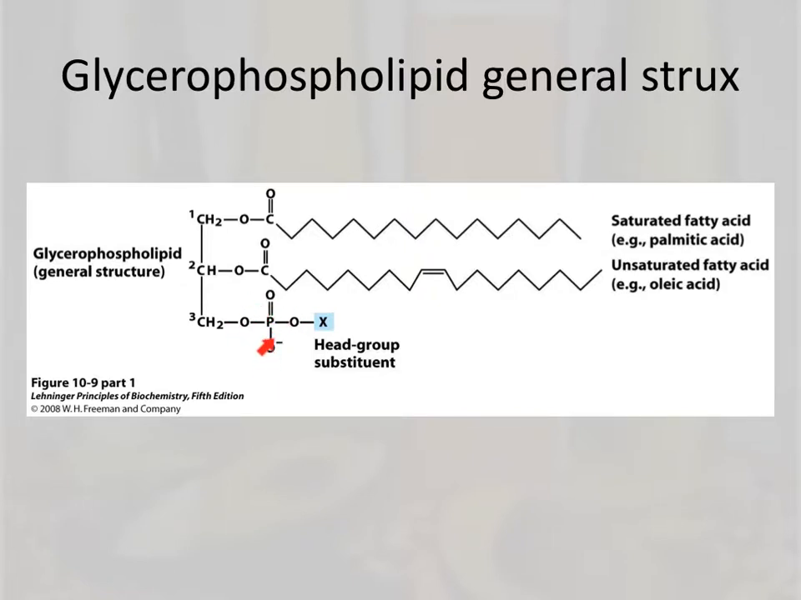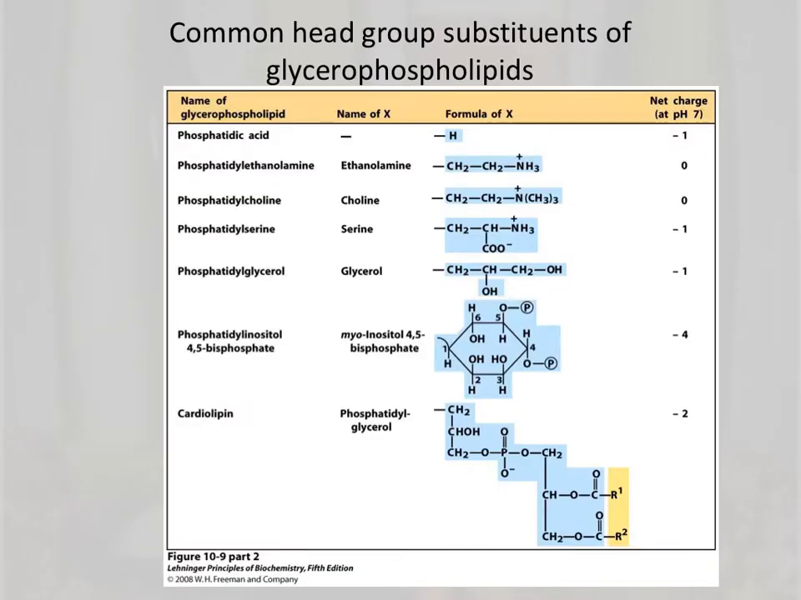The phosphate is negatively charged. And then there's this X group that hangs off of the other oxygen. The name or the type of the phospholipid depends on this X group. And please don't memorize all of these. I would give you the table if I specifically asked you to draw a specific one. But if I just asked you to draw a generic one, you would just have to put saturated, unsaturated, and phosphate. But see, the X can get quite elaborate.